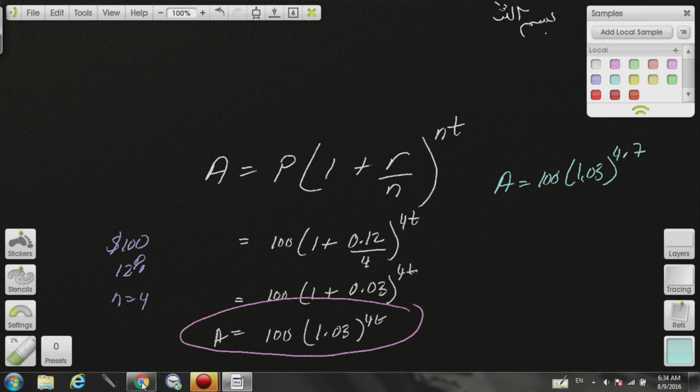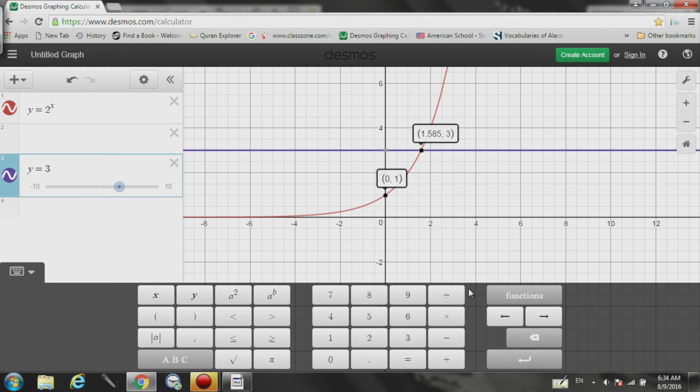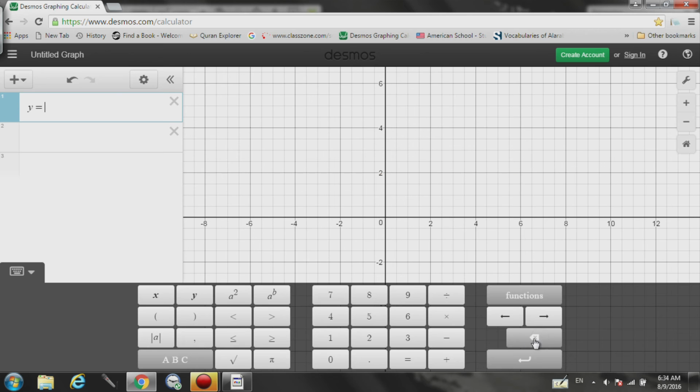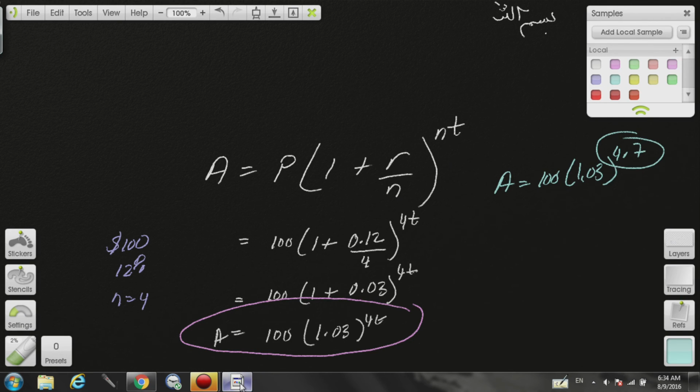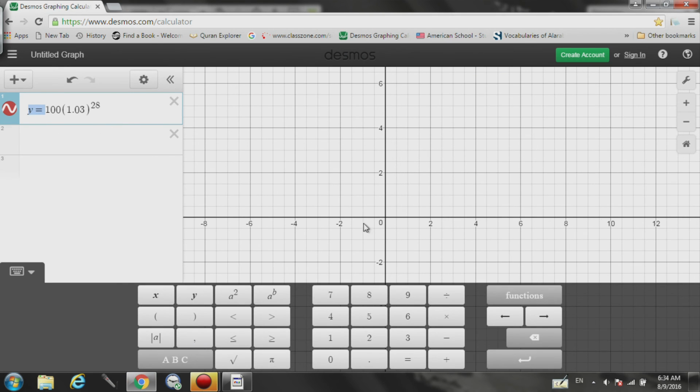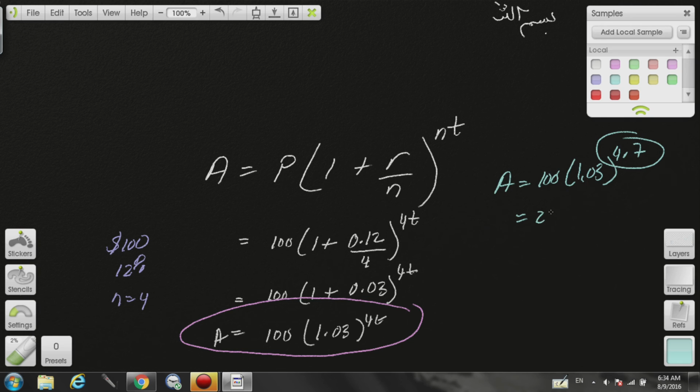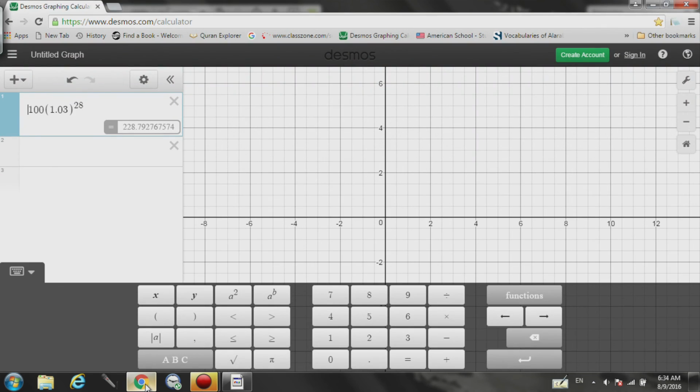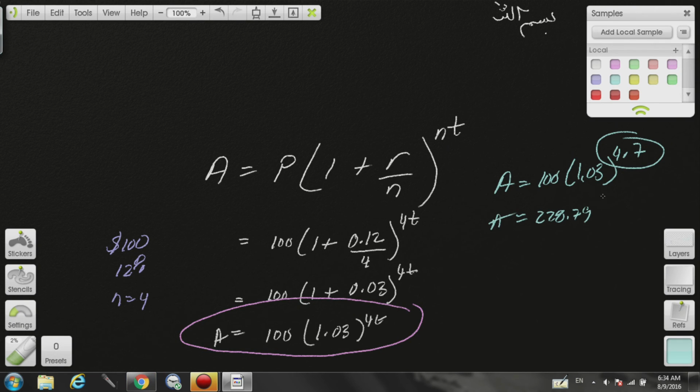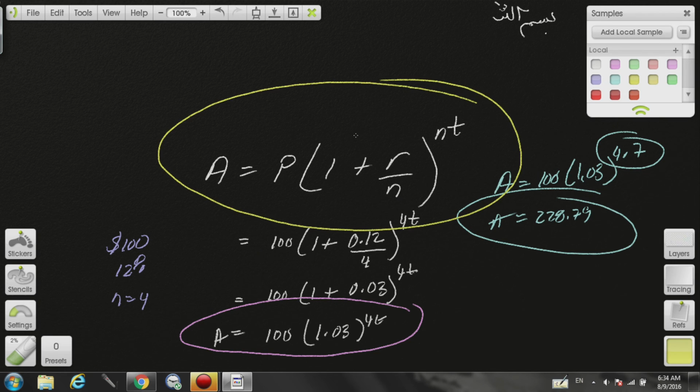4 times 7. Okay, so let's just do that. It would be 100, not 1,000, times the quantity 1.03 to the exponent of 7 times 4, which is 28. 7 times 4 is 28. I got that right. So that's going to be that much. After 7 years, it's going to be $228.79. That's how much money they will have in the bank. So that's an example of how interest is calculated here.